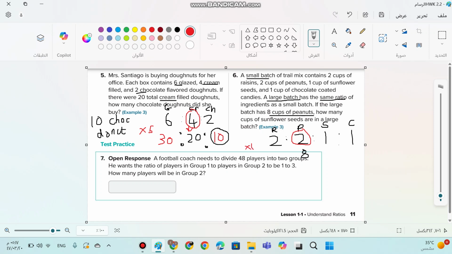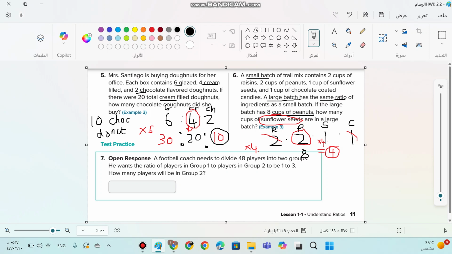Alright, peanuts, if I have 8, again, from 2 to go to 8, the scale is times 4. So let's forget about raisins, because we don't care about them. Let's forget about chocolate because we don't care. We care about sunflower seeds. So 1 times 4 is 4. Yeah? So the answer is 4.